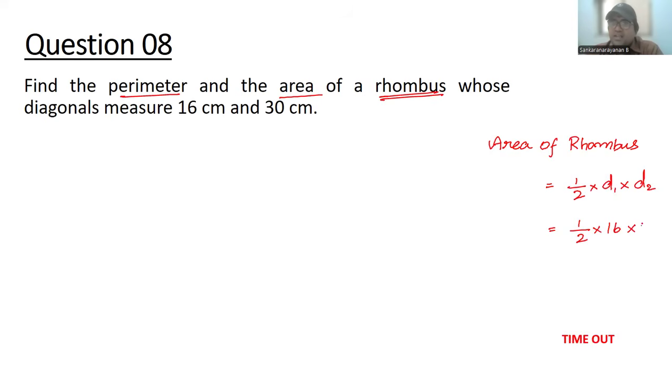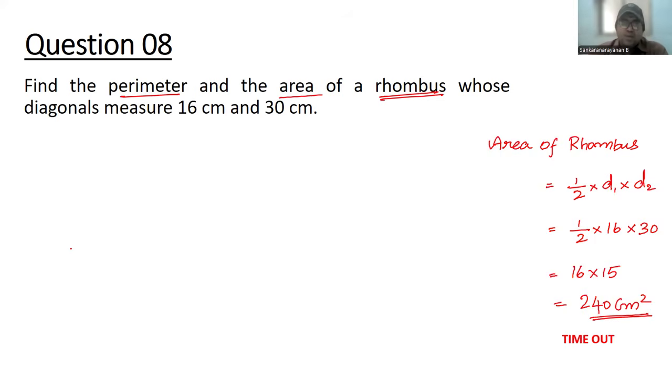In this case, it will be half into 16 into 30. And you can say that is nothing but 16 into 15. And how much does this come to? I can say the value will come here as 240. It's given in centimeters, right? So it will be 240 centimeters square. Easy to find out. Just do half d1 d2.